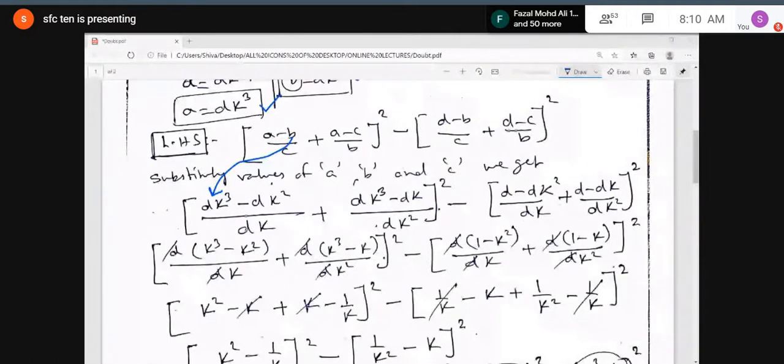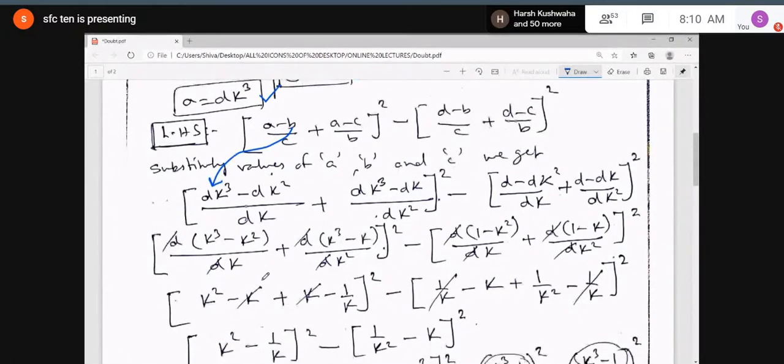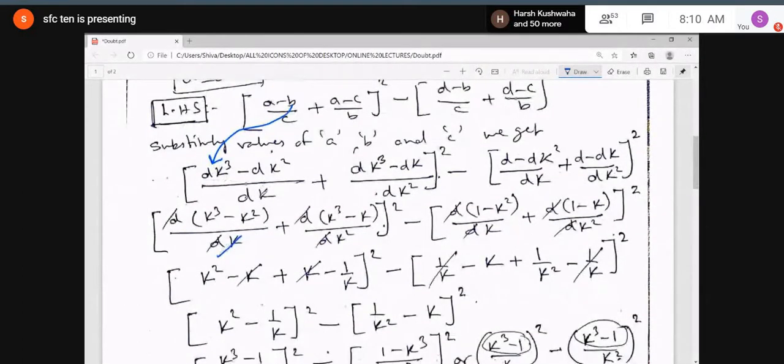Now, after this, what is left? It is written K cube minus K square upon K. Because K is the common denominator, it can be written as K cube upon K, which will give you K square, minus K square upon K, that will give you K only. So I have written it in that form, and similarly for the other bracket also, K cube minus K upon K square. So K square is the LCM of both the terms. K cube upon K square will give you simply K, and minus K upon K square will give you 1 upon K, and whole square is already there. Similarly, I have proceeded for the next bracket also.